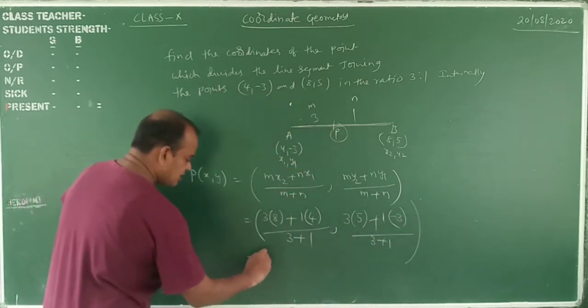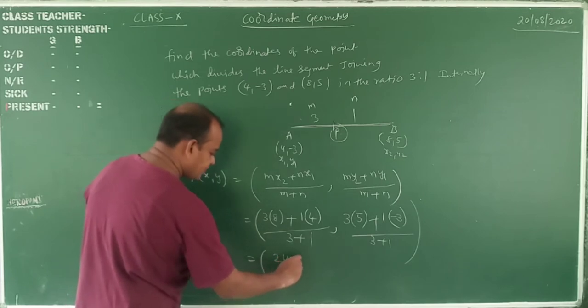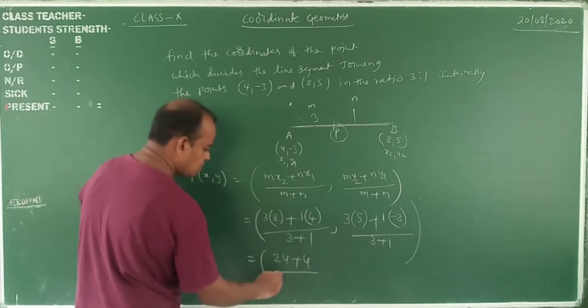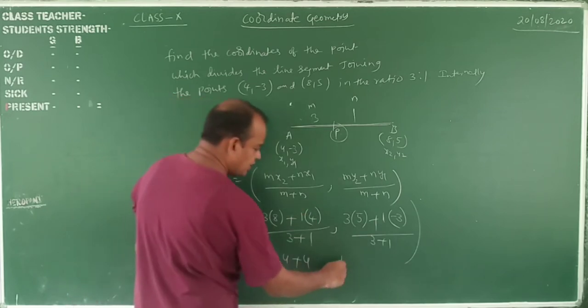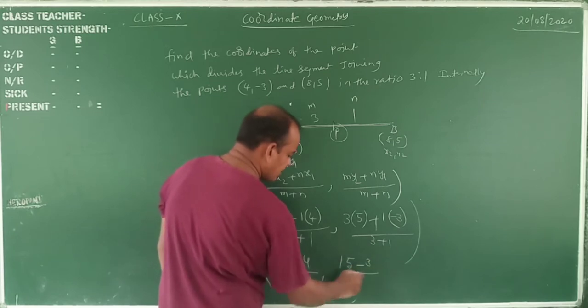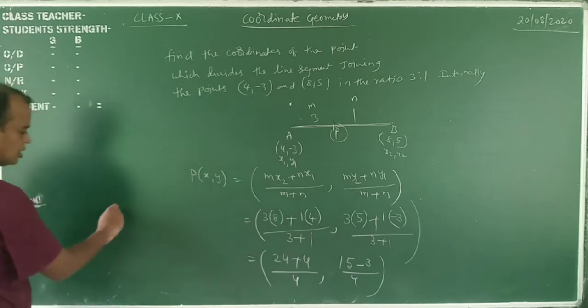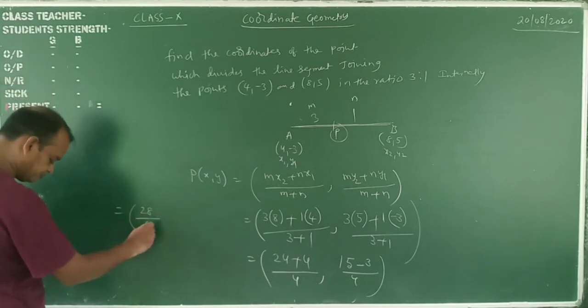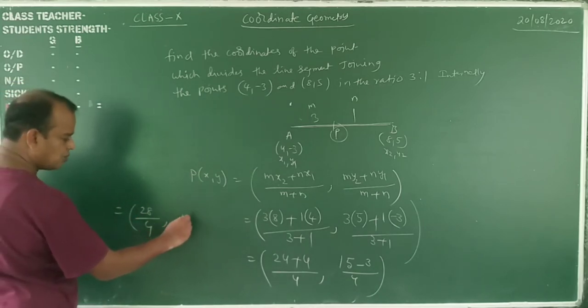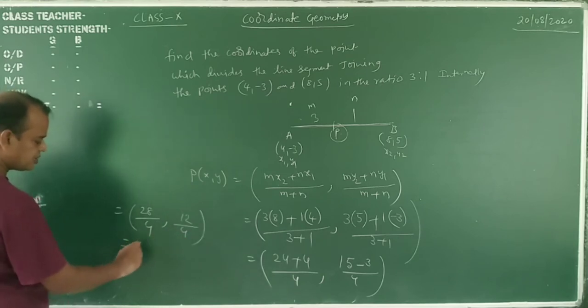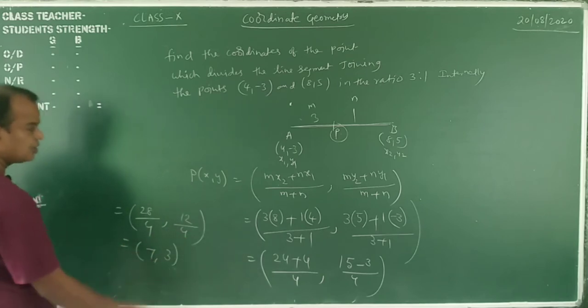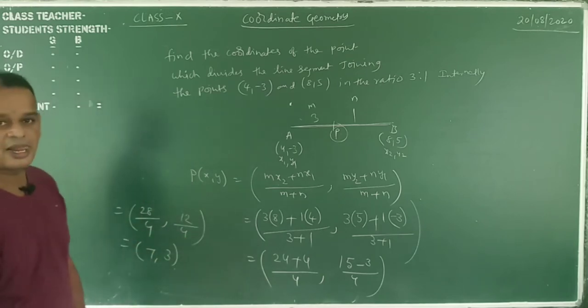3 8s are 24 plus 1 4s are 4, by 4. 15 minus 3, by 4. 24 plus 4 is 28, 28 by 4, comma, 12 by 4. 28 by 4 is 7, comma, 3. This is the point.